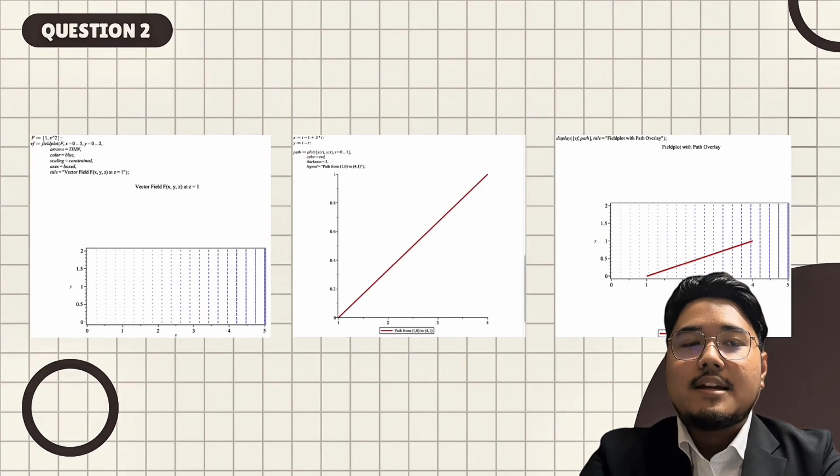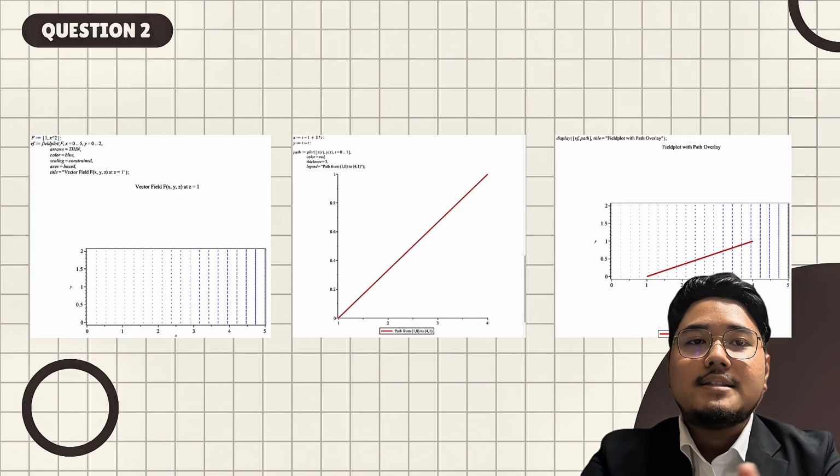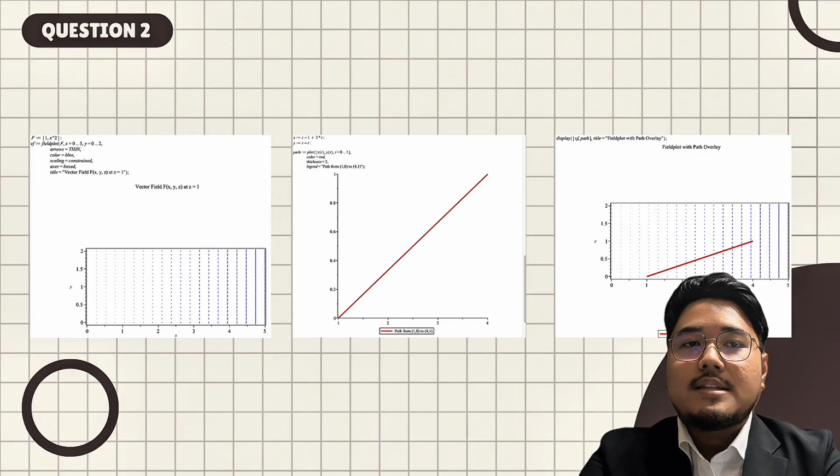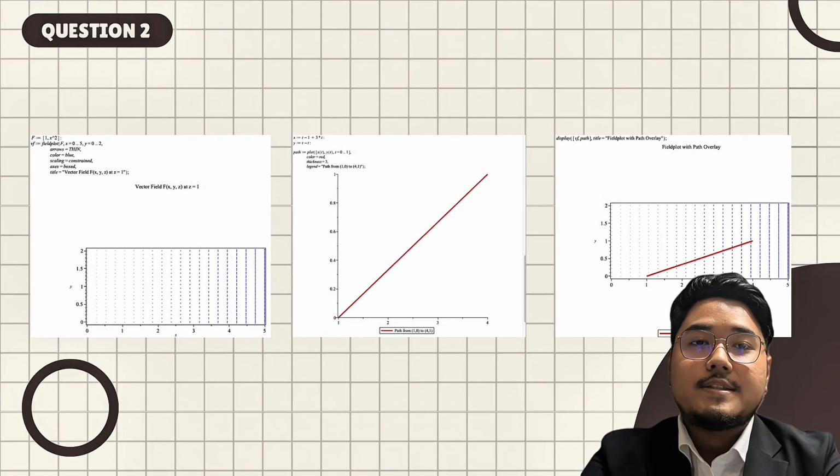Now, let's examine a different scenario with field components 1 and x squared. The plot reveals how the y component changes drastically while x remains constant. We'll integrate along a simple straight path from (1, 0) to (4, 1). The parametric equations are straightforward. X increases linearly as 1 plus 3t while y equals t. This combined visualization shows our red test path cutting through the vector field, and we can already anticipate interesting interactions from the varying field components.